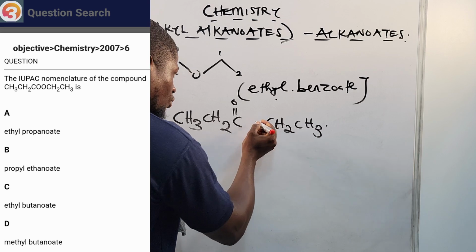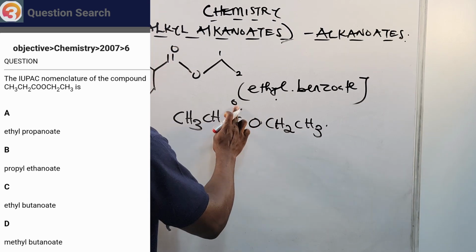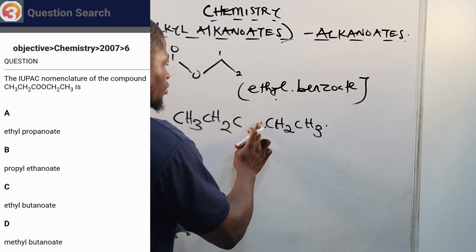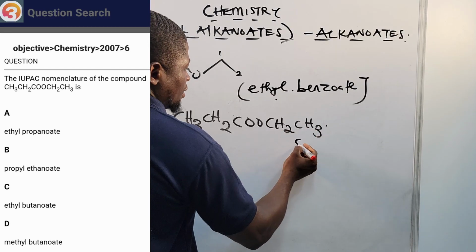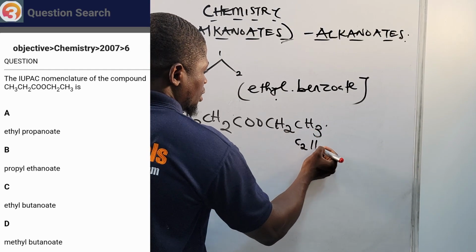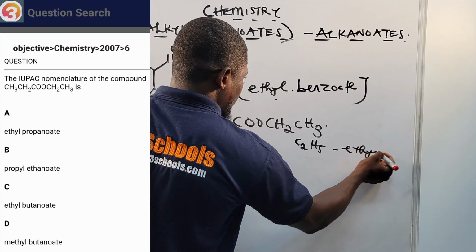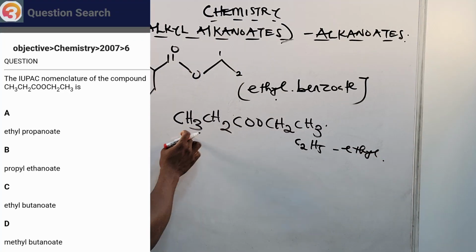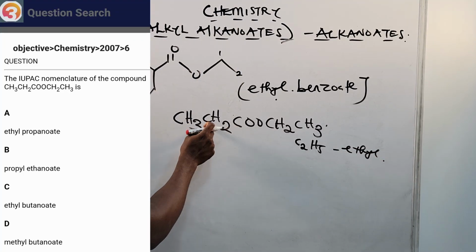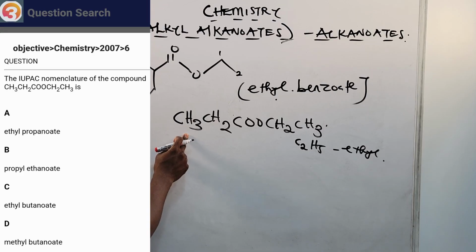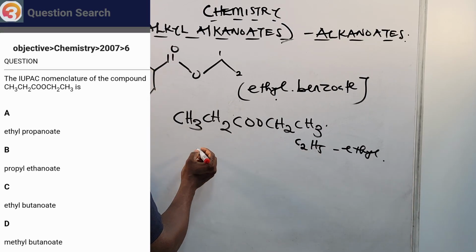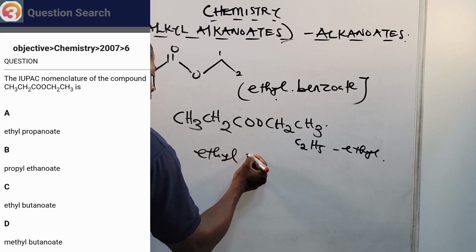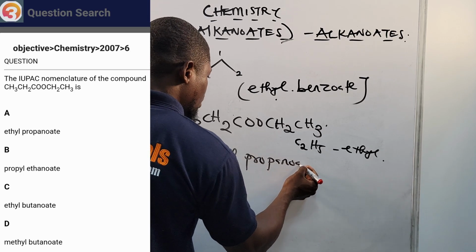Then this oxygen is one that is part of the continuous chain. Do not ever confuse it. COO. So now, what is the alkyl group here? That is ethyl. This is C2H5, which is ethyl. Now, how many carbon atoms are here? This is 1, 2, 3. That will be propane, isn't it? So our simple name here will be ethyl propanoate.